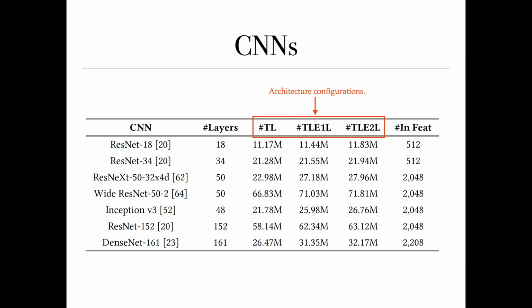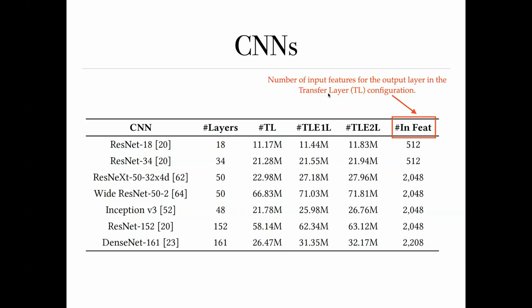We created 3 architecture configurations. We explain this later. And here we have the number of millions of trainable parameters of each architecture configuration. We start in the TL architecture configuration with about 11 million trainable parameters, going up to 66.8 million trainable parameters. And the maximum is 71.8 million trainable parameters for the wide ResNet network with the TL-E2L architecture configuration.